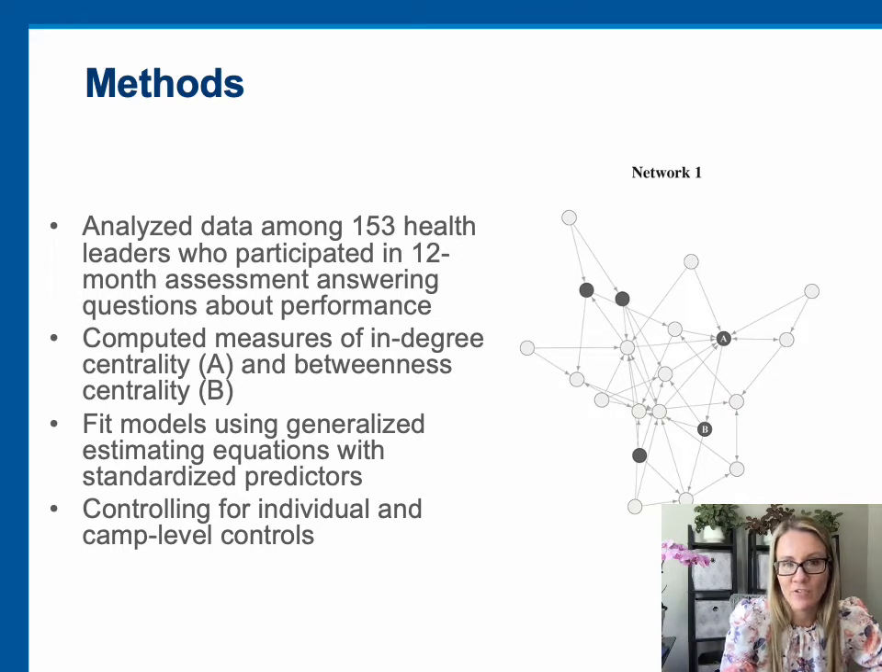So we analyzed data among our 153 health leaders who participated in the 12-month assessment, answering questions about their performance. And we computed measures of in-degree centrality and betweenness centrality for each. You can see here I've depicted one of our sociograms for one of our 30 intervention camp networks. And the darker gray nodes are our health leaders. And you can see I've identified peer leader A that has a relatively higher in-degree centrality and peer leader B that has a relatively higher betweenness centrality. There was a wide range in network structures, and as I mentioned, we had a wide range in these network positions as well. We then fit models using generalized estimating equations with standardized predictors and controlled for individual and camp level covariates.